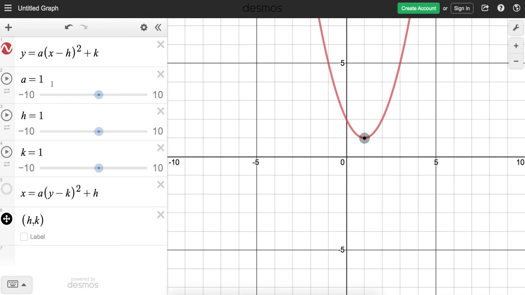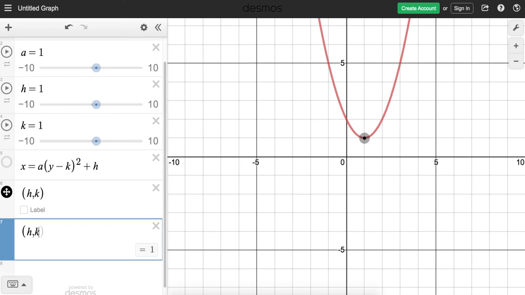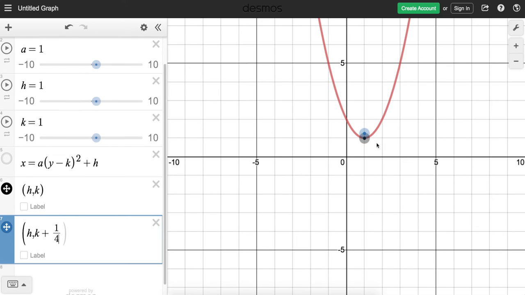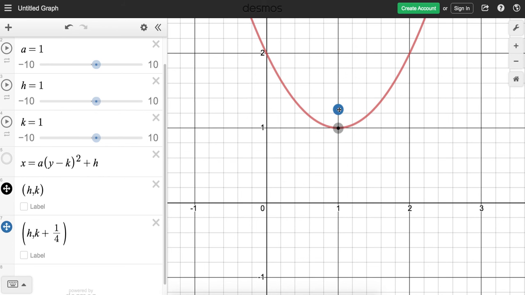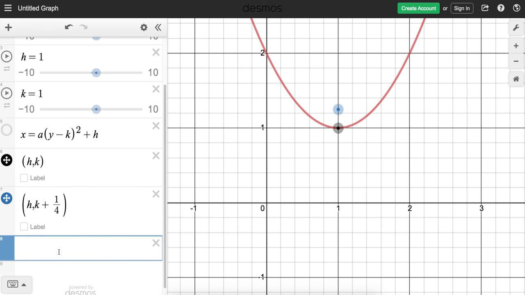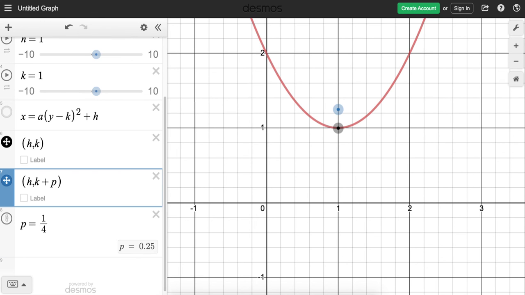So if we do 1 over 4 times p equal to 1, we're going to get p equals 1/4. So if I label the points h and then k plus 1/4, I have to zoom in here a little bit. But this distance here from this blue point to this black point is the value of p. And as we adjust the value of p, it'll also make our parabola narrower or wider. So I'm just going to set p equal to 1/4. I'm going to code that in there.